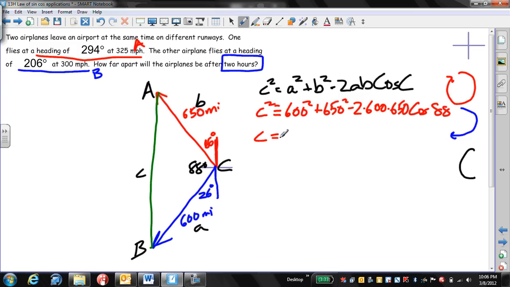C, the distance between these two airplanes, actually ends up being 869.0675 miles. Again, I'm just asking you for 4 decimal places to make sure that we are using our calculators in the proper way. So that's how we do these two problems here.